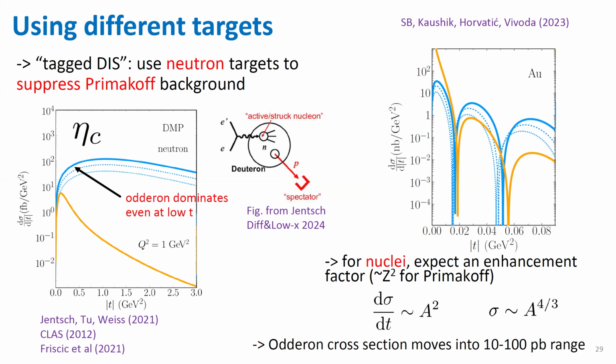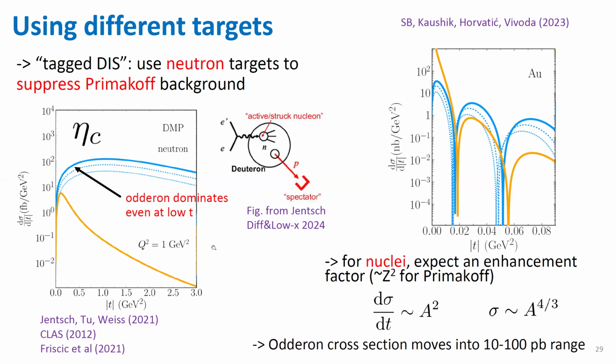One way to suppress the Primakoff background is to change the target from the proton to neutron. Sometimes this is referred to as target DIS. Of course, you have to use something like a deuteron target and be sure to really have the neutron active in the DIS. But in principle, with this, you can strongly suppress the Primakoff background. This is an example of such a computation where the orange curve is now the Primakoff background, and you can see the Odderon in blue, and the Odderon just dominates even at low T. So this is a way to suppress the Primakoff in principle.